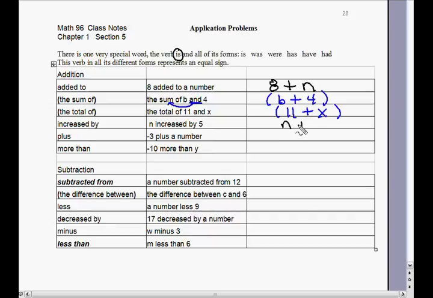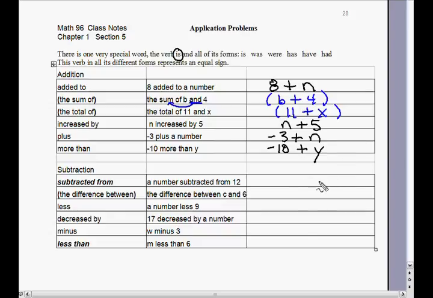N increased by 5. Write what you read as you read it. -3 plus a number. -10 more than y. There's actually two ways to write that. More than typically should be written the other way, but because we have the commutative property of addition, I can move the y to the back. That way I only have 5 special phrases to remember that have something going on. You can write what you read as you read it, except for sum needs to be in parentheses, total needs to be in parentheses, and now we have some more down here in subtraction that will be special.